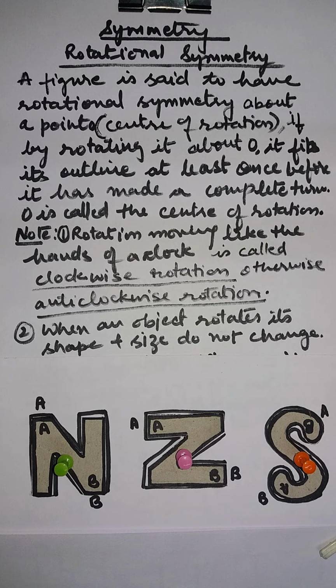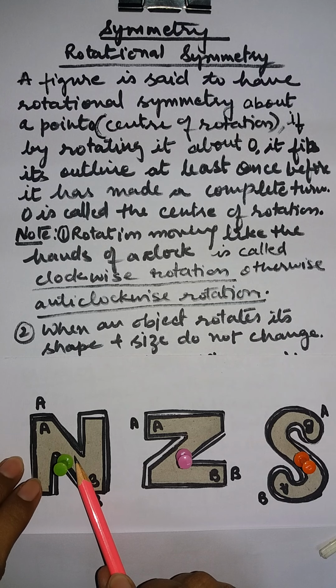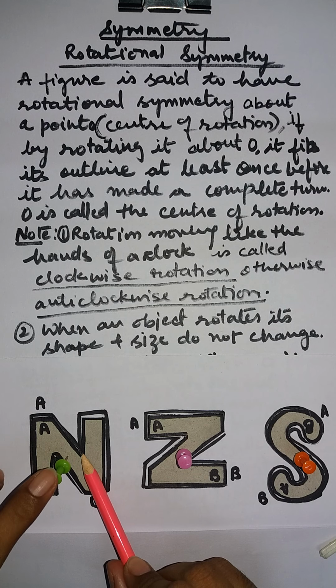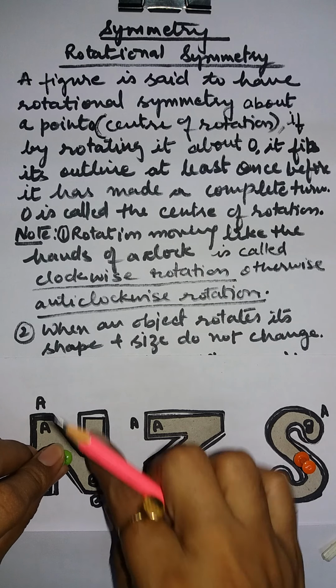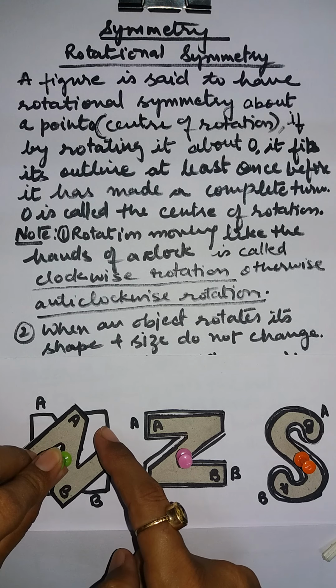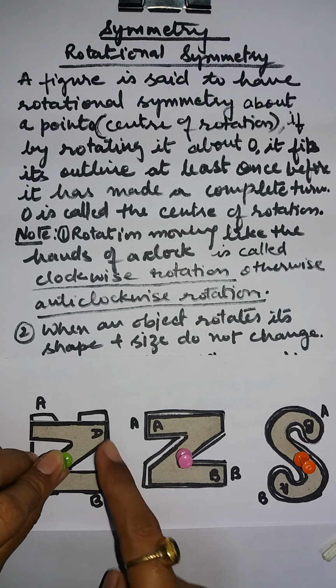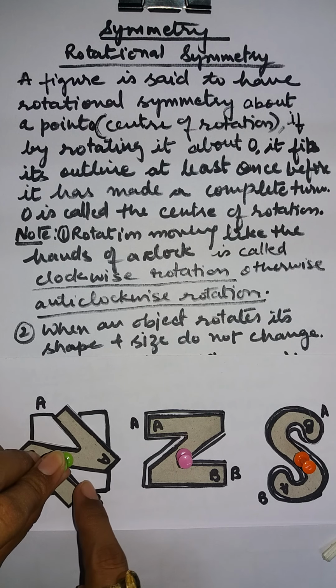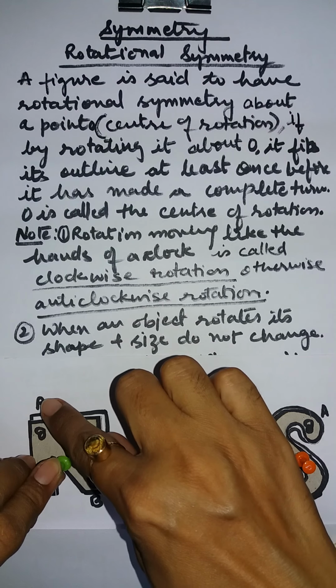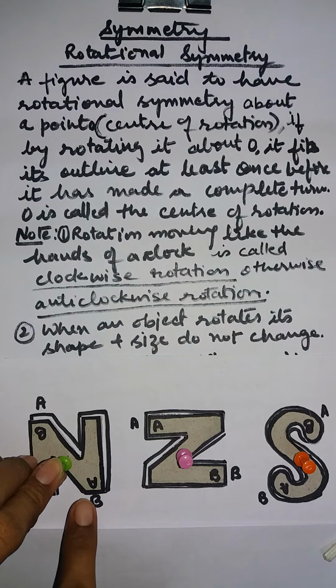A figure is said to have rotational symmetry about a point O, which is called the center of rotation. This is O, this is O, center of rotation. If by rotating it about this point O, it fits in its outline, this is the outline. So if it fits in its outline at least once, you can see here the A and this A.